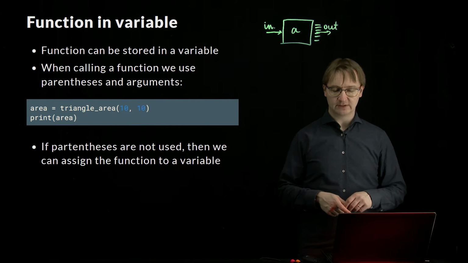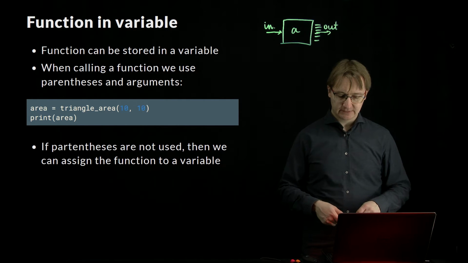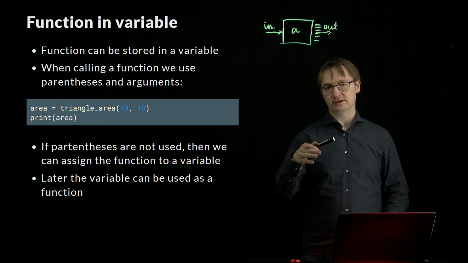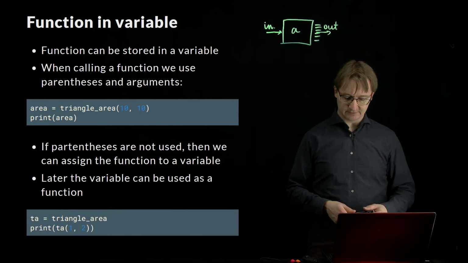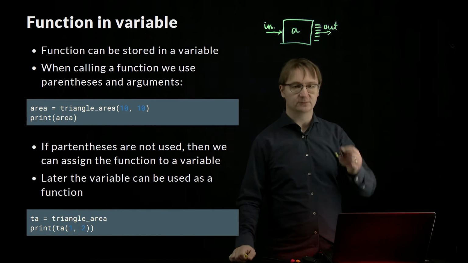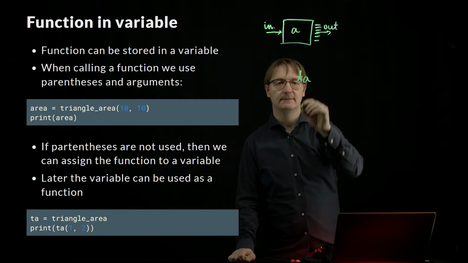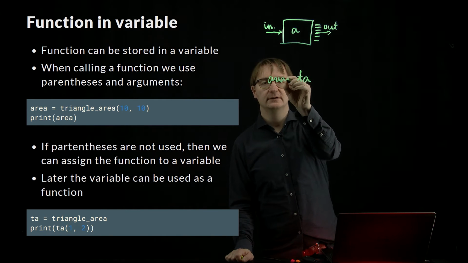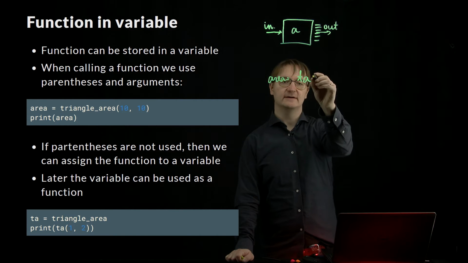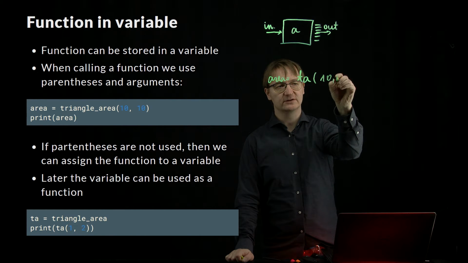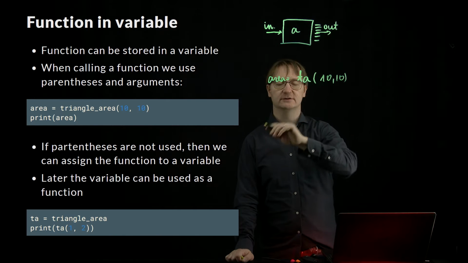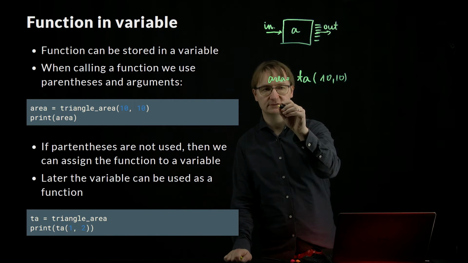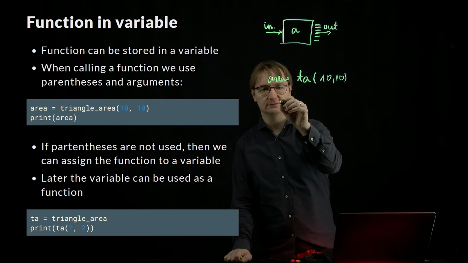But now if we only use the name of the function without the parentheses, I can put the function into a variable. So here I will use triangle area, like TA. The first one was area, and I assign the result of this function call into the variable area. Now I have a function. Okay, I use TA here. I will use x here.